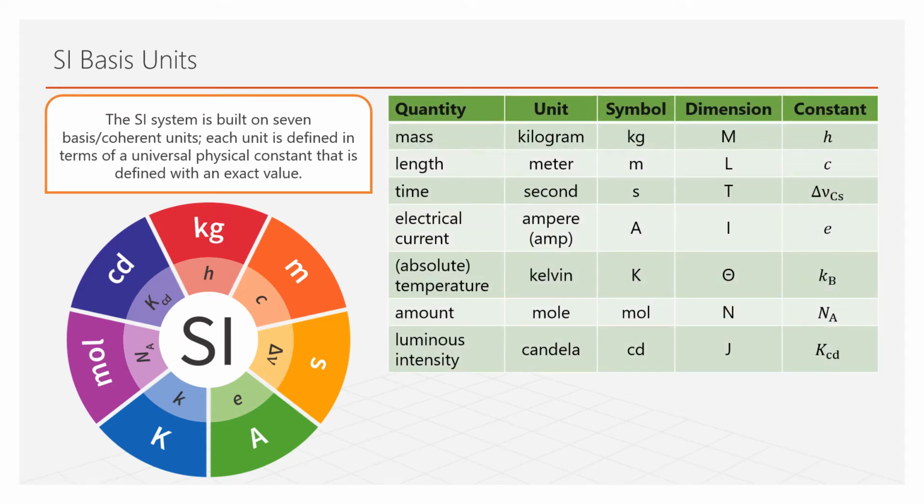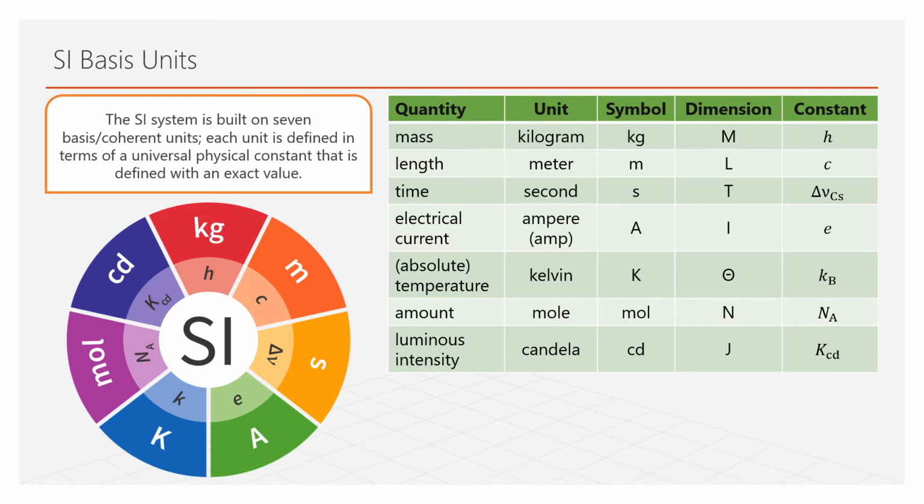The SI base unit of mass is the kilogram, and it used to be defined in terms of the mass of a platinum artifact. In 2019, the definition of a kilogram was updated in terms of Planck's constant, which we will look at in a later chapter. The SI unit of length is the meter, and it is defined in terms of the speed of light. The SI unit of time is the second, and we will look at its definition on the next slide.